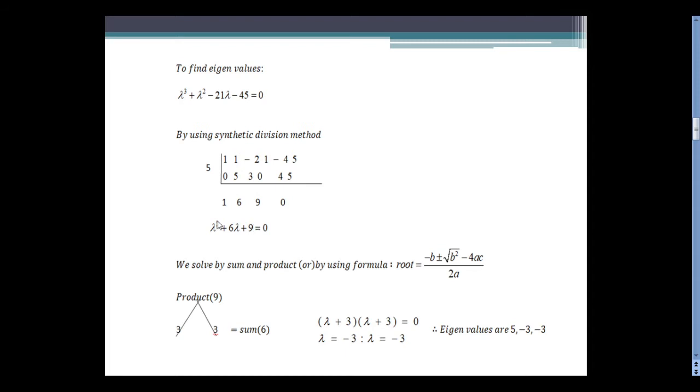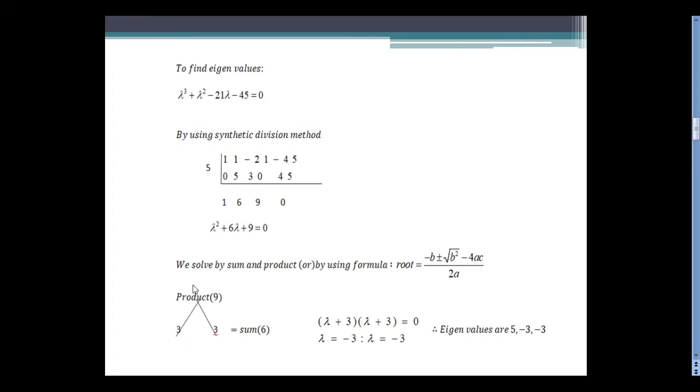Now we solve this equation by using sum and product or by using the formula. The formula is root equal to minus b plus or minus square root of b square minus 4ac divided by 2a. Here I have applied sum and product, which is very simple to solve this equation. The last term is the product and the coefficient of lambda is the sum. So product is 9 and sum is 6. Now take any two elements.